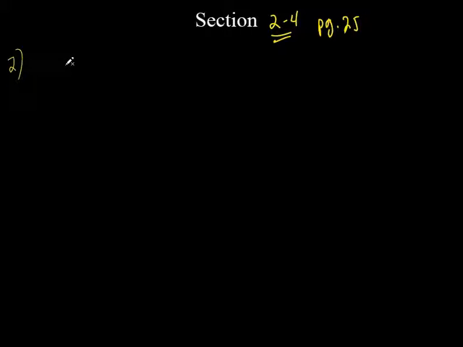Number 2. It says it's perpendicular. I'll just put the perpendicular symbol instead of writing the word perpendicular to this equation. It's perpendicular to y equals 1/2 x minus 1. And it has an x-intercept of positive 4. So here's the information that they give you, and you need to write an equation of a line.